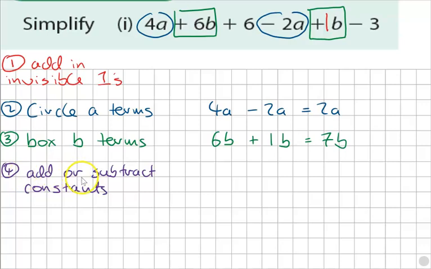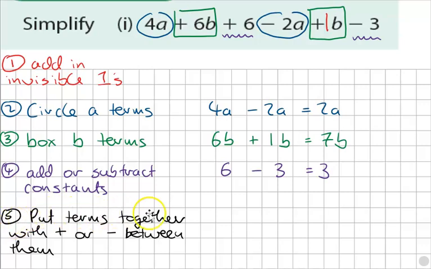Step 4, add or subtract the constants. So a constant is a term that doesn't have a letter, so it's just a number. So we have plus 6 and minus 3 as our constants. And 6 minus 3 is 3.